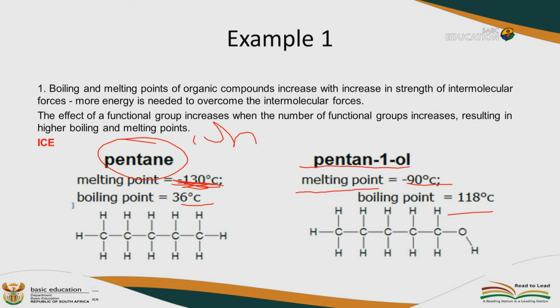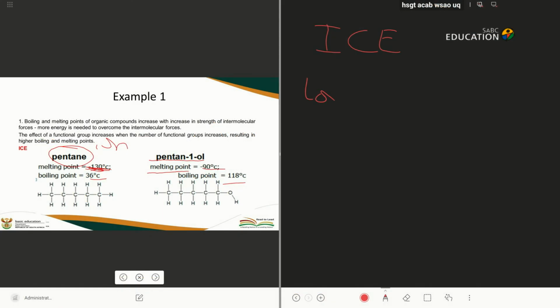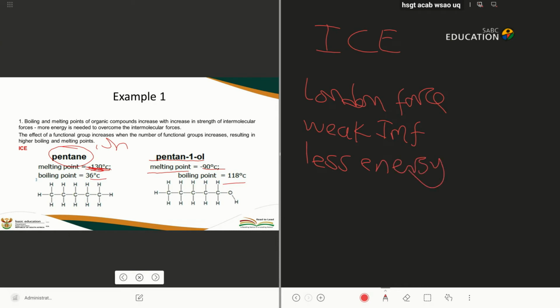You say pentane. Pentane has London force. You go to the C, you compare the strength. You say, okay, London forces are the weak intermolecular force. You can't write IMF, only me can write IMF, you'll write intermolecular force. So it's weak intermolecular force. Now, energy, you know, less energy. Already you know that is about pentane. You are able to write everything.